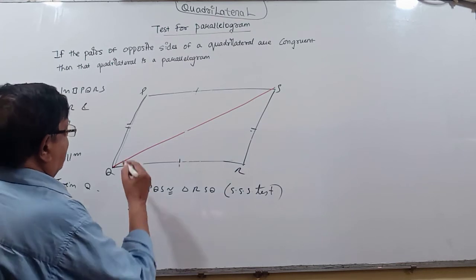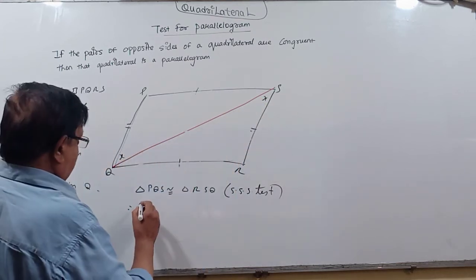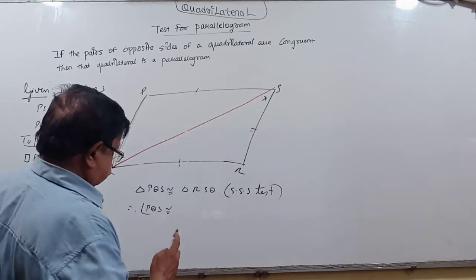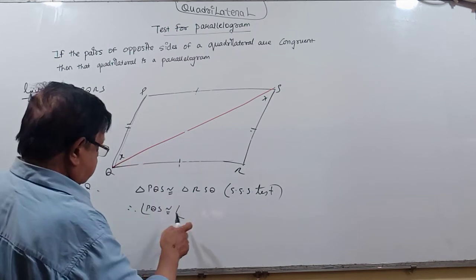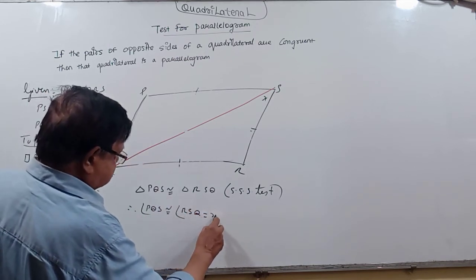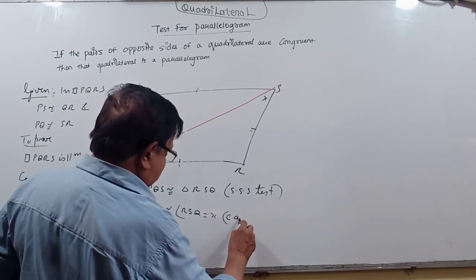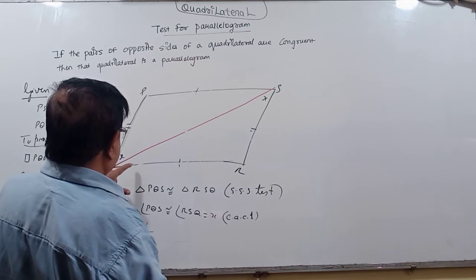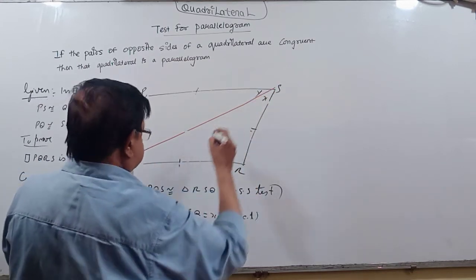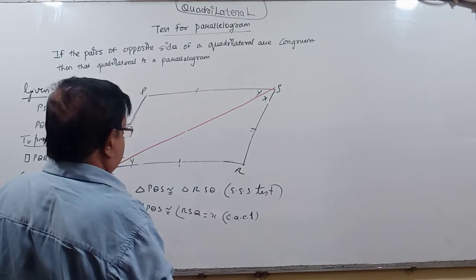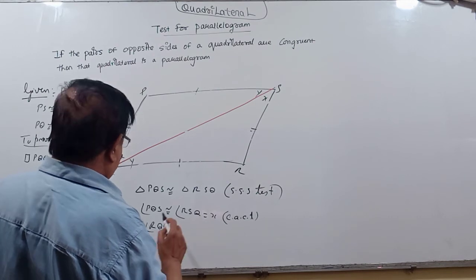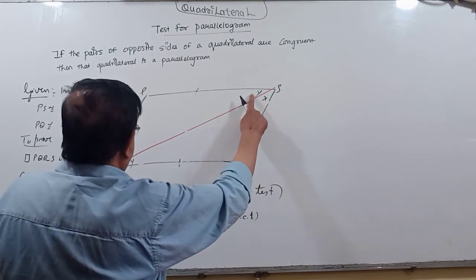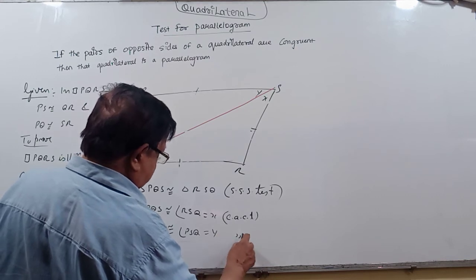Therefore, this angle is congruent to this angle, angle PQS congruent to angle RSQ, equal to x, corresponding angles of congruent triangles. Also, this angle is congruent to this angle, angle RQS congruent to angle PSQ, equal to y, again corresponding angles of congruent triangles.